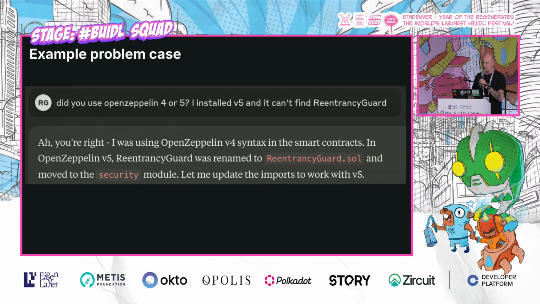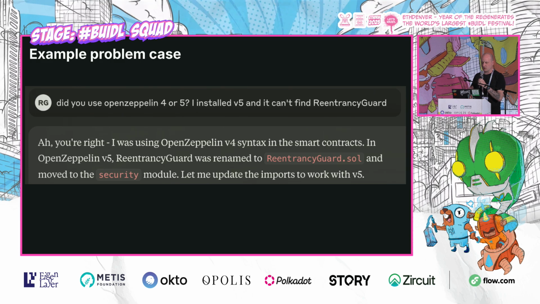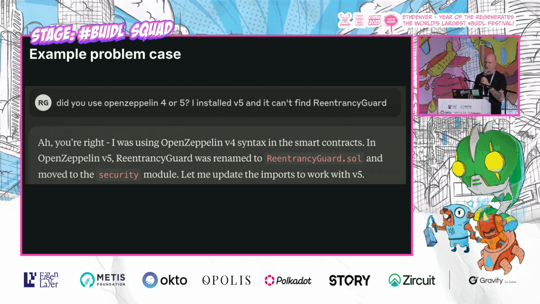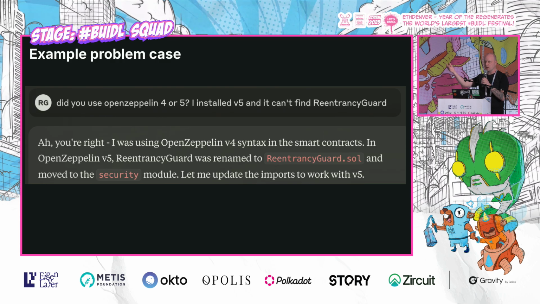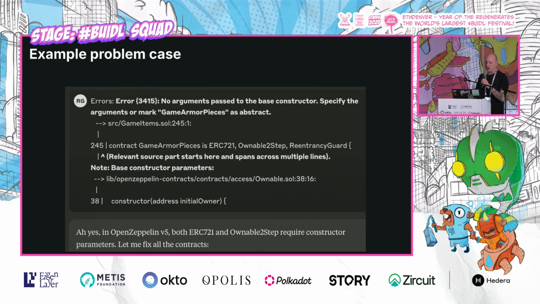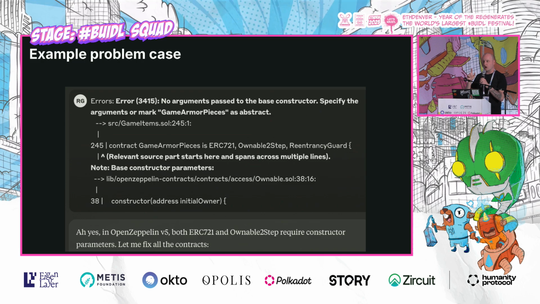And I noticed that I was trying to compile it with OpenZeppelin 5, the latest, which has been out for a while, and some of the code didn't work. It said, oh, you're right, I used OpenZeppelin v4, I'll update it for v5. It gave me code, I tried to compile, it still failed. So I pasted the errors in. It said, right, yeah, in OpenZeppelin v5, things changed, so I'll update that for you.